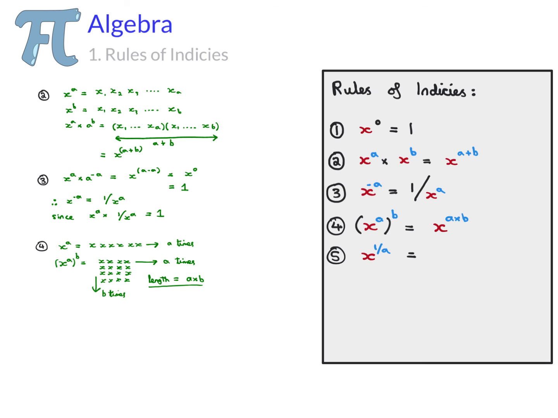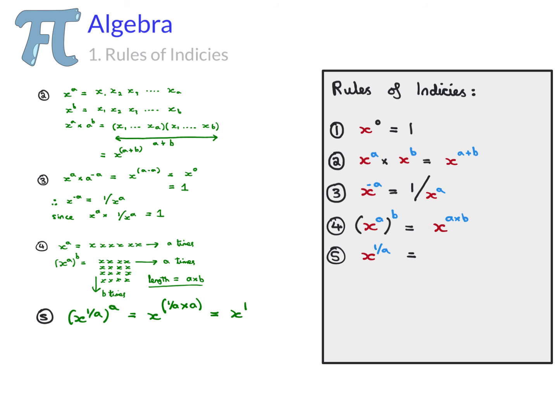Now consider x to the power of 1 over a. If we raise x to the power of 1 over a to the power of a, by this rule we should get x to the power of 1 over a times a, or just x to the power of 1. This means raising x to the power of 1 over a is the inverse operation to raising it to the power of a.